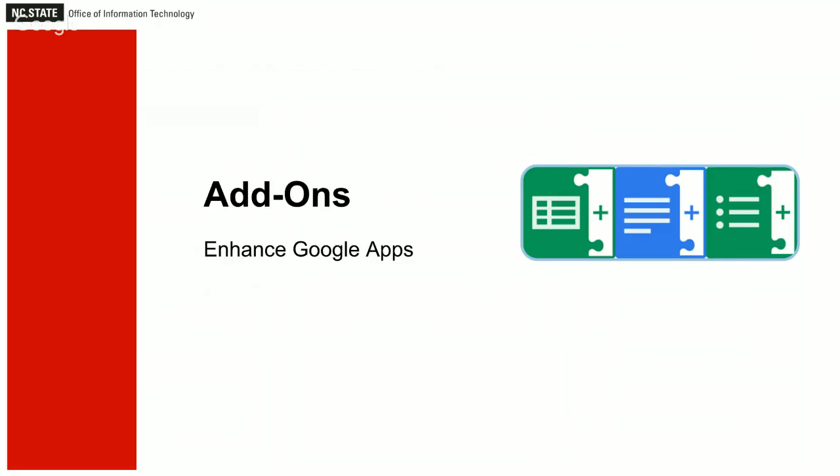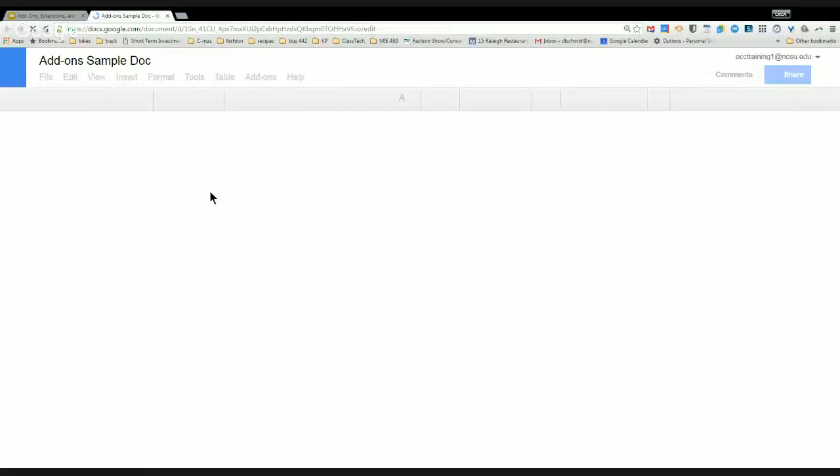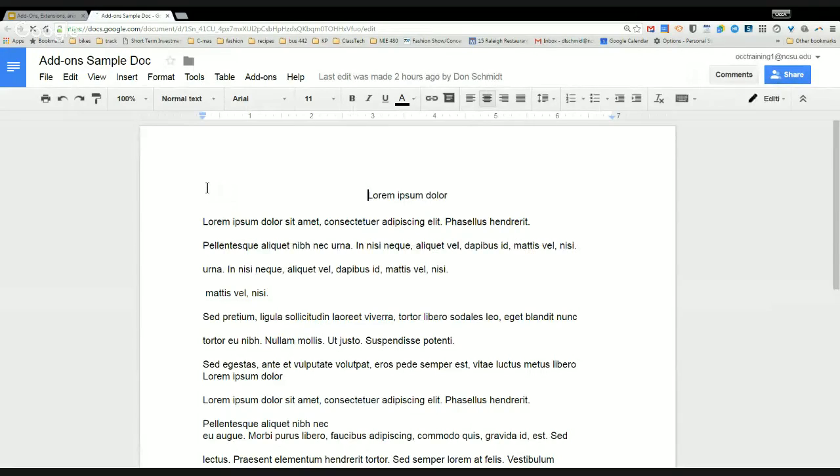All right, so let's jump on into add-ons. Again, add-ons enhance Google Apps, and right now they are just available for Forms, Sheets, and Docs. You may wonder where you can find available add-ons to enable for your account. The best place to go is to that individual app. So you can either go out to Docs, Sheets, or Forms and look for the add-ons menu. We have a sample here just to show you what it looks like within a Google Doc. In your menu, if you see add-ons, you can click on that option and then choose Get Add-ons.